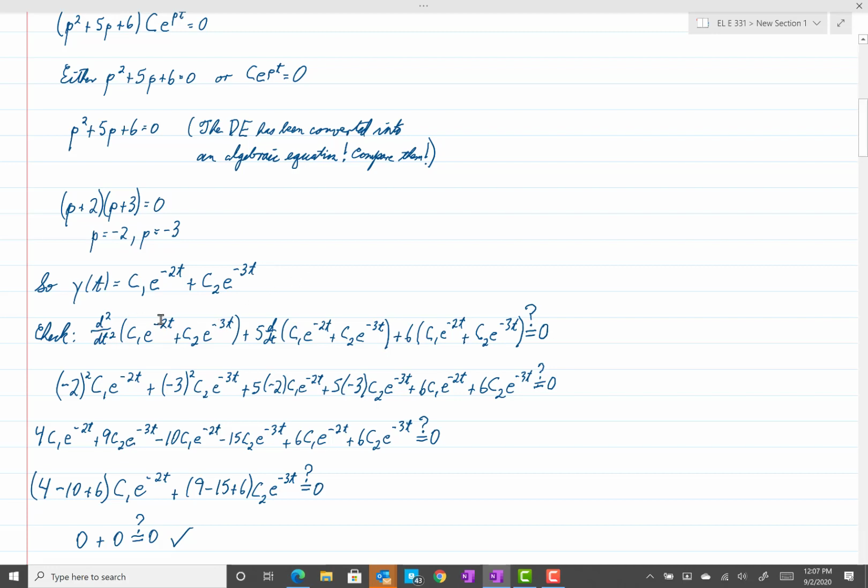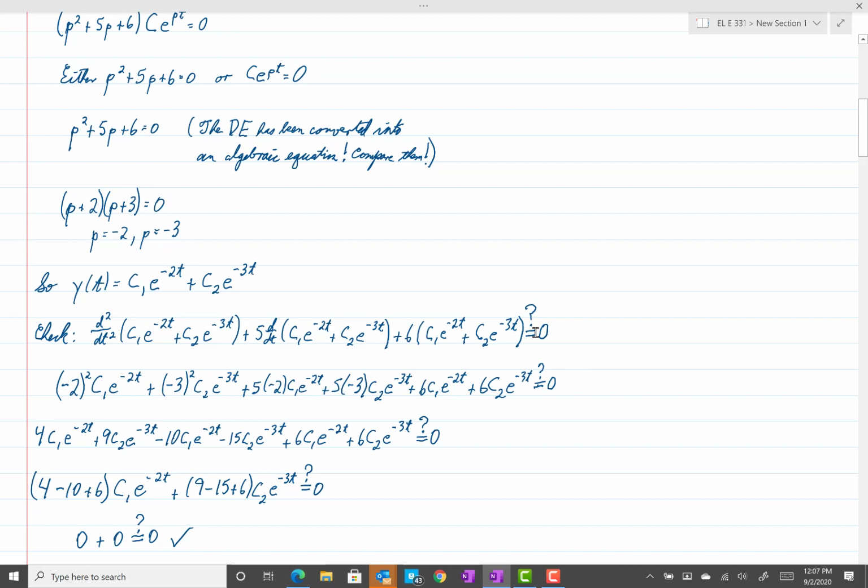So remember now, our original equation was d squared y dt squared plus 5 dy dt plus 6y is equal to 0. So what I've done here in this checking procedure is I have simply substituted this expression, c1 e to the minus 2t plus c2 e to the minus 3t for y here in the second derivative term, and also in the first derivative term, and also in the term involving just y. And over here on the right, I put 0, and I'm putting a question mark over the equal sign because I don't know if they're equal yet.